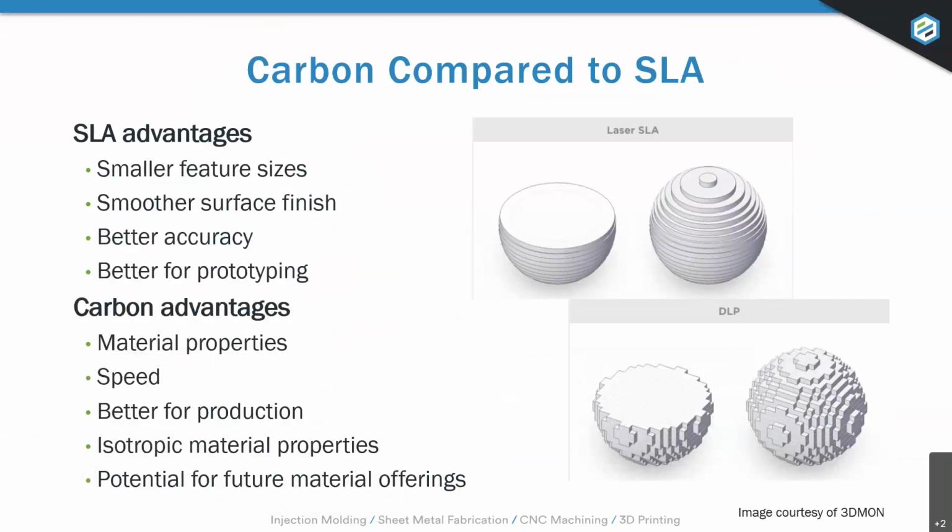This slide shows a comparison of Carbon to SLA. SLA is going to be able to form smaller features. It also has a smoother surface finish and better accuracy. Carbon has better material properties and it can be built faster. And because of the better material properties, it's better for production parts.